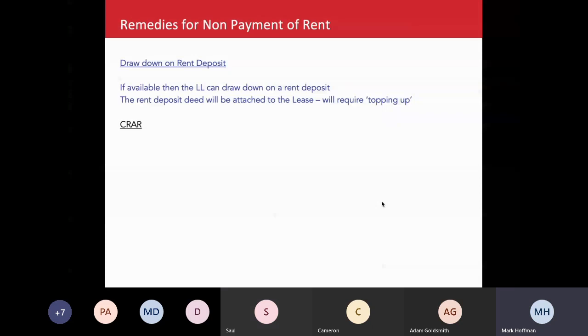Yeah, Ellie's just made a point. I'd note that before drawing down on the rent deposit, the deposit deed should be reviewed, as that will often stipulate certain conditions. Yeah, that is correct. With any kind of deed or anything related to the lease, you should always make it very clear that you are reviewing the lease to make sure that there are no particular conditions.